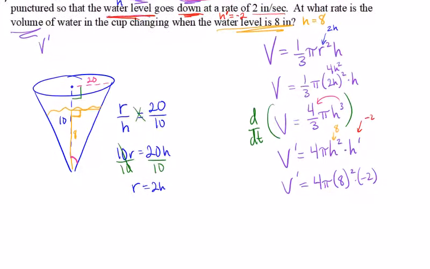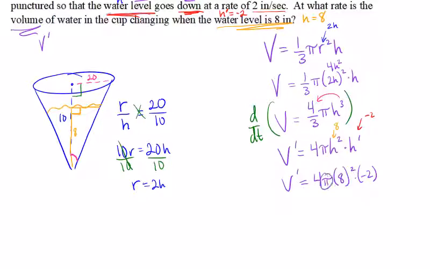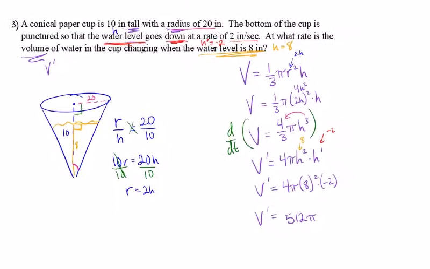All right, so go ahead and plug all that in. And don't plug pi into your calculator, just tag on the pi at the end. But you can do 4 times 8 squared times -2. And we get, all right, so the rate of change of volume is going to be -512 pi. Don't forget the pi. And then what our unit's going to be, if we're talking about inches and seconds, so for volume, it'll be inches cubed per second. All right, so there's our final answer.